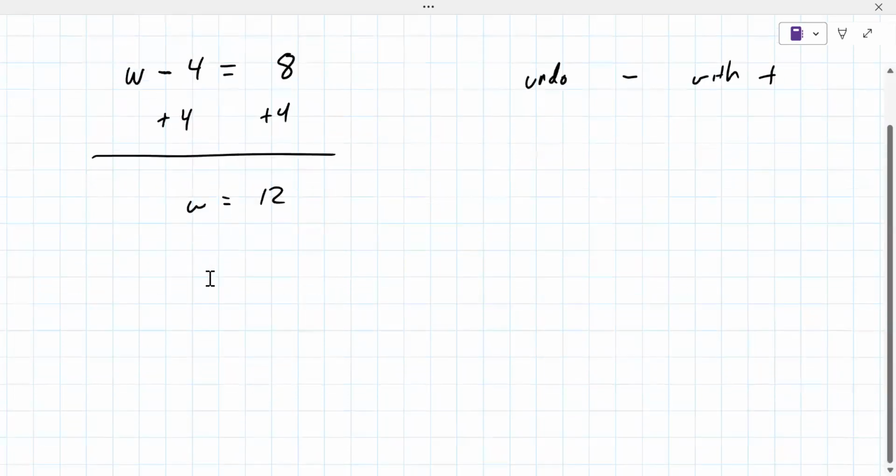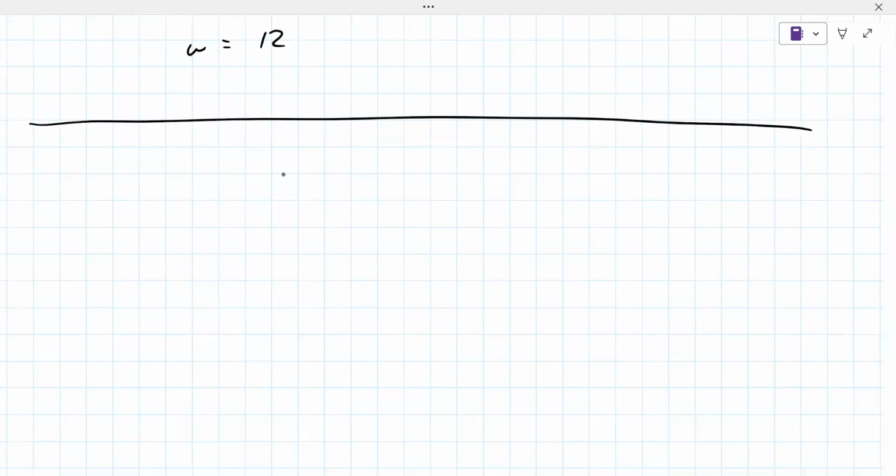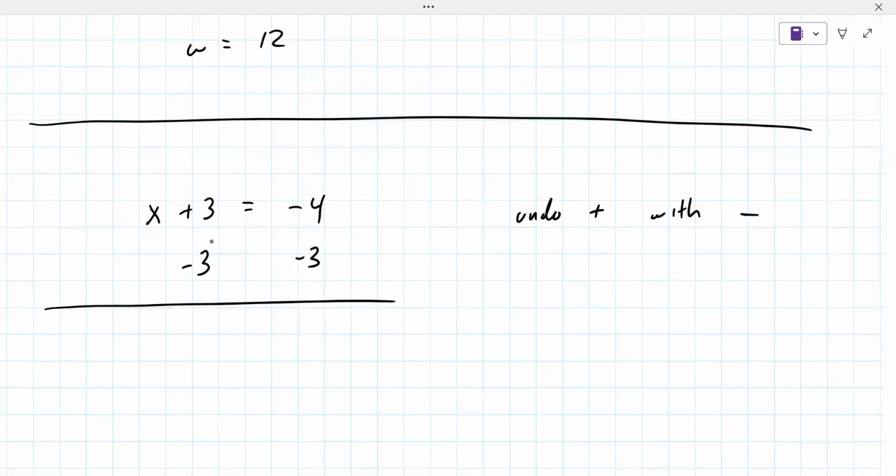And then we kind of got caught up in a little bit of how do you deal with positives and negatives? So for example, let's do another problem. Let's say it's x plus 3 equals negative 4. On the left side, it's plus 3. So you undo addition with subtraction. So you subtract 3 from both sides of the equation. Okay, so would x be -1? And this is where we ran into some issues.